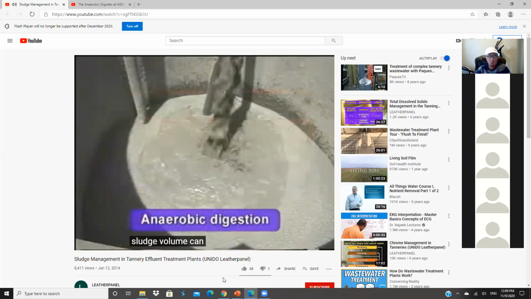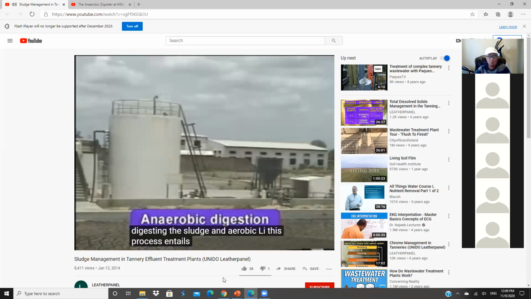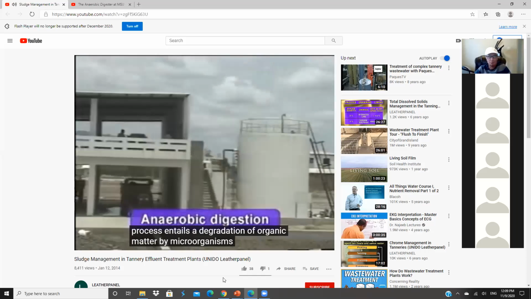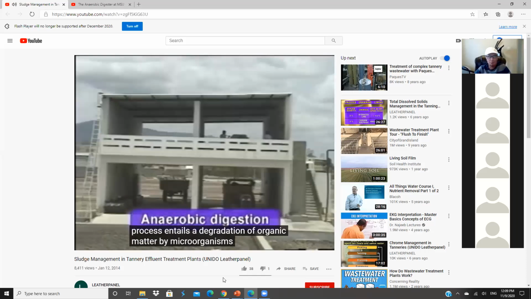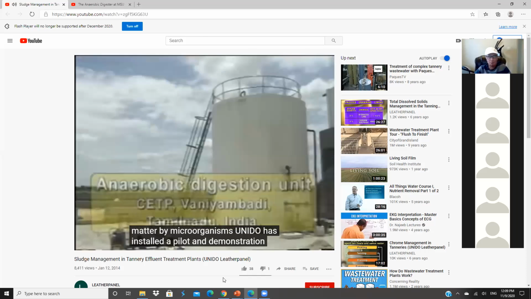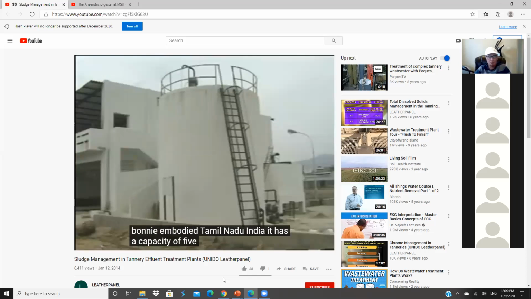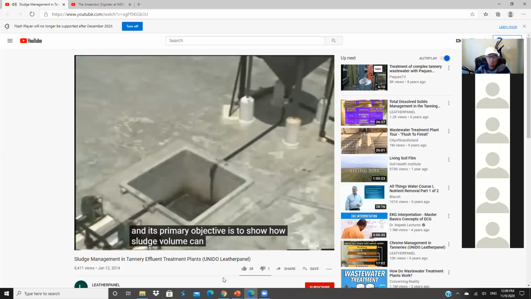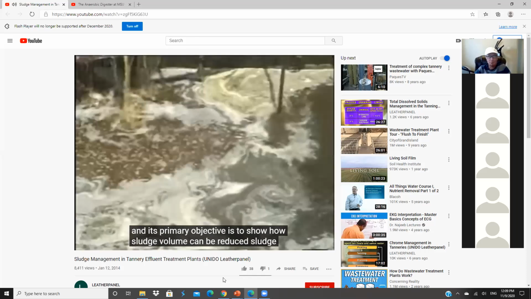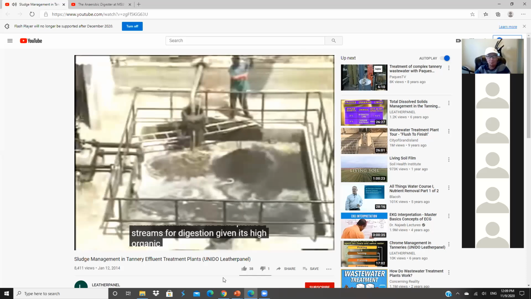Sludge volume can also be reduced by digesting the sludge anaerobically. This process entails a degradation of organic matter by microorganisms. UNIDO has installed a pilot and demonstration anaerobic digestion unit at the CETP in Vaniyambadi, Tamil Nadu, India. It has a capacity of 5 cubic meters per day, and its primary objective is to show how sludge volume can be reduced. Sludge is taken from the soak and pickle streams for digestion, given its high organic content.